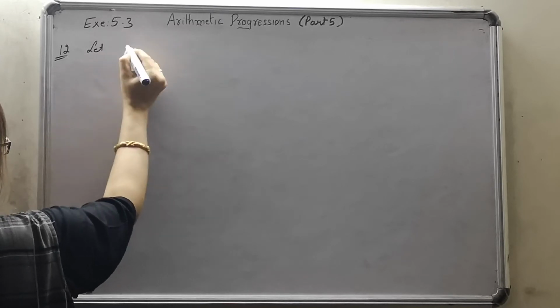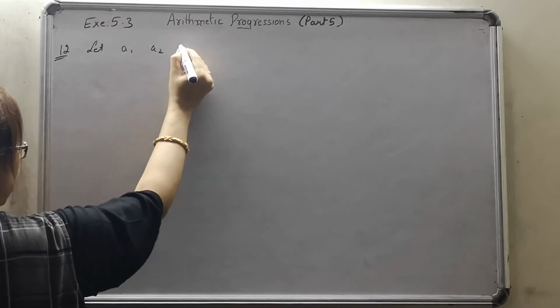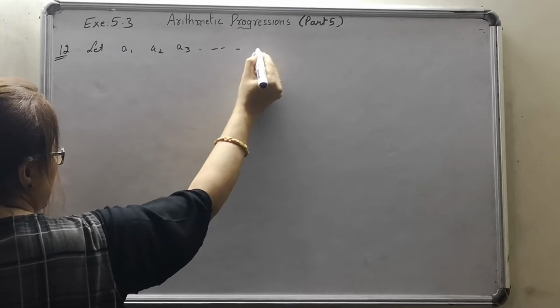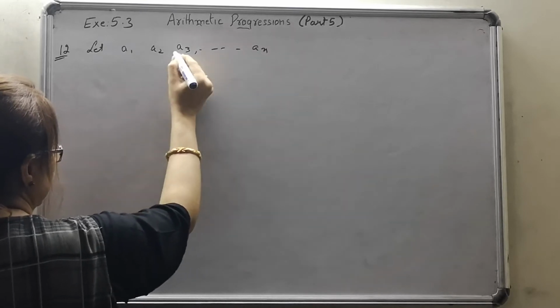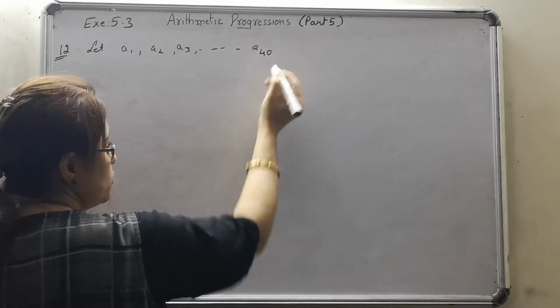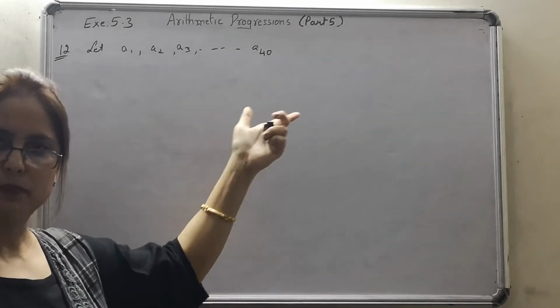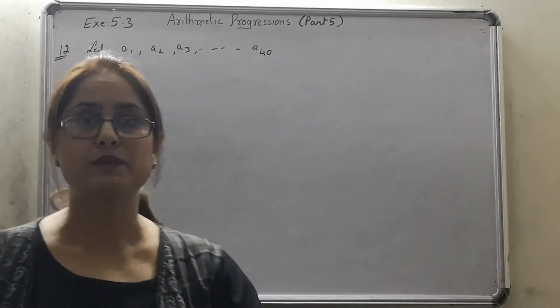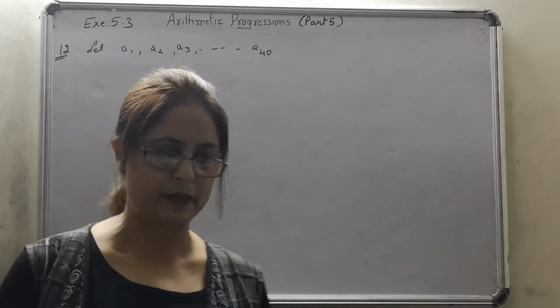This is question number 12. Let A1, A2, A3 and so on up to AN. Basically it is going to be A40 because they have talked about the first 40 integers divisible by 6. They could also say first 40 multiples of 6, both have the same meaning.